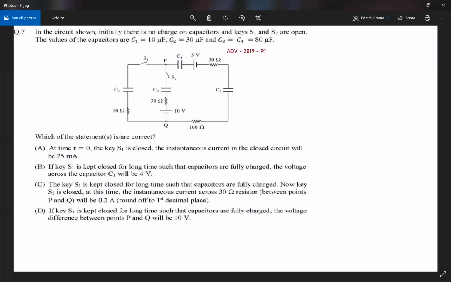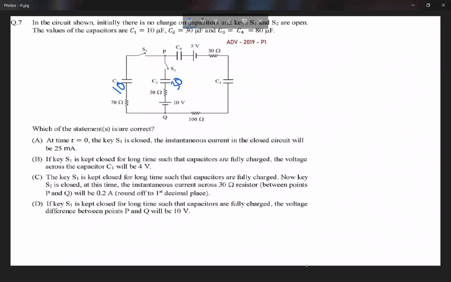In the circuit shown, initially there is no charge on the capacitors and the keys S1 and S2 are open. The values of the capacitors are 10, 30 and 80. So this is 10. The value of C2 is equal to 30. So this is 30. C3 and C4 are both equal to 80 microfarads each. At the time t is equal to 0, S1 is closed. So when the switch is closed, a capacitor behaves just like a wire. It allows all the current coming to it to just simply flow through it without any obstruction.